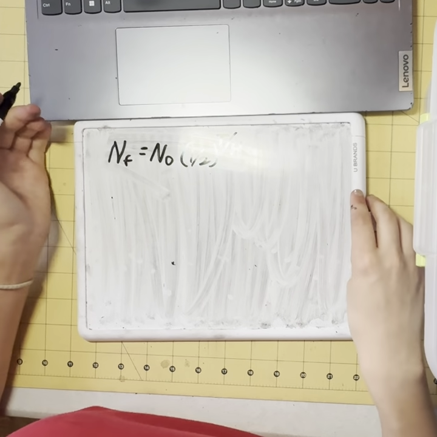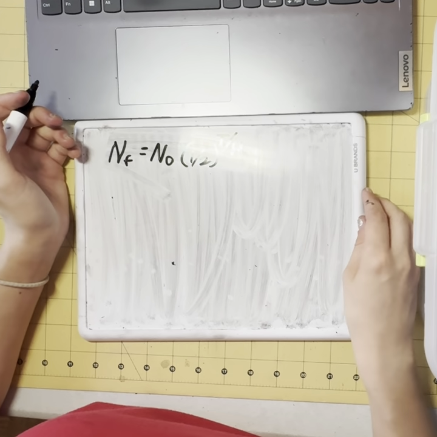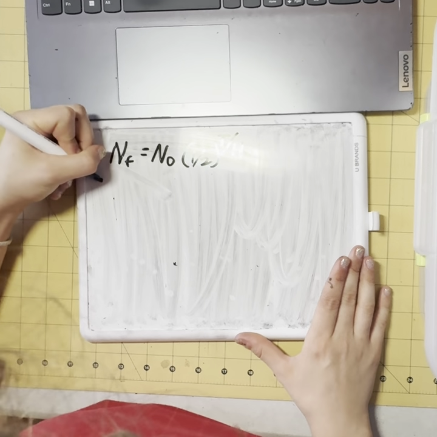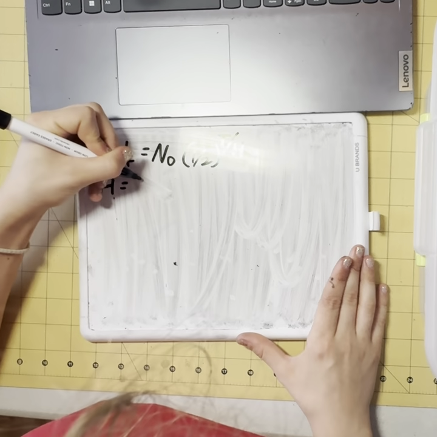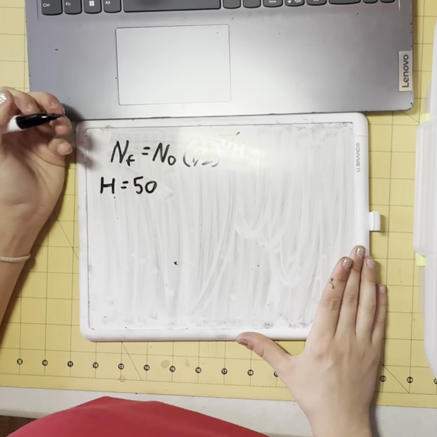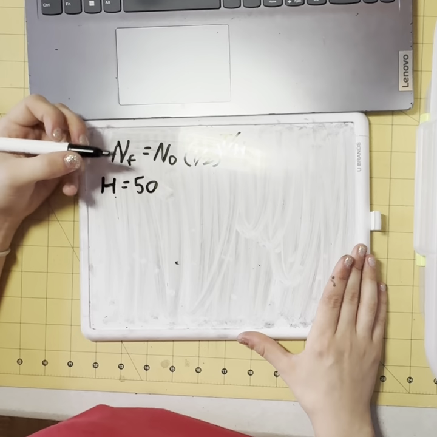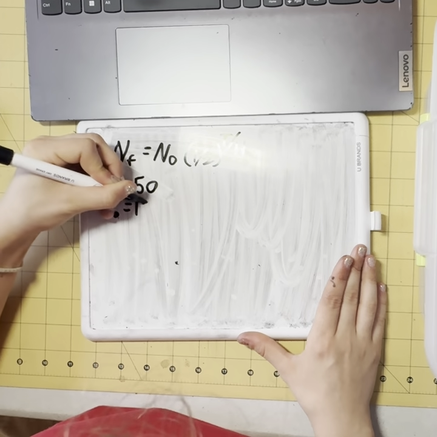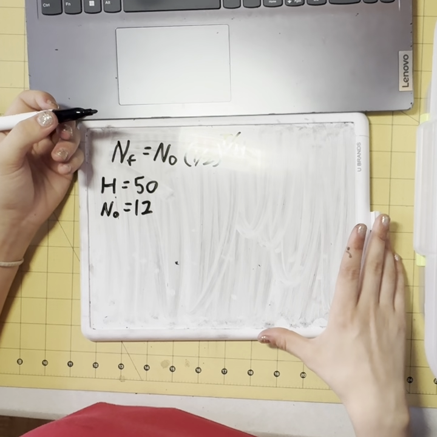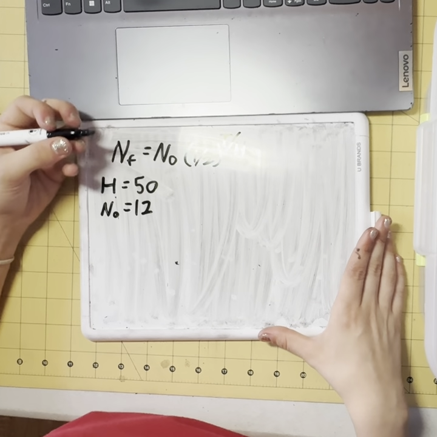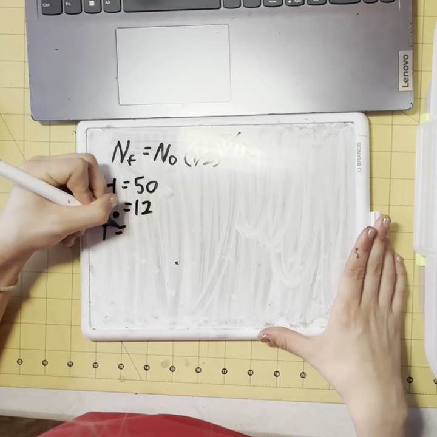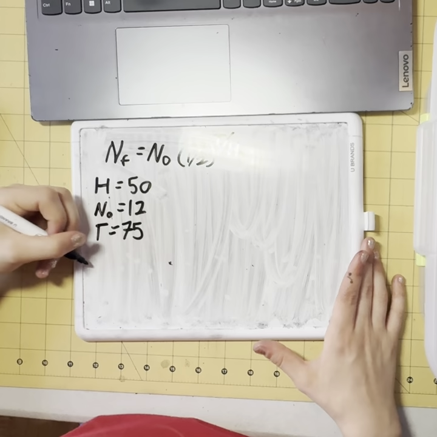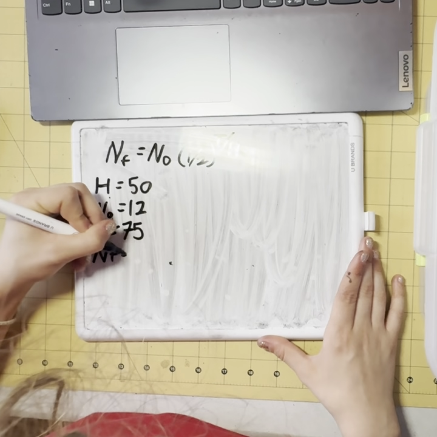So let's say the question that I have available here is: the half-life of a certain substance is 50 years. So let's start with this. Half-life is equal to 50. You start off with 12 grams, so our NO, or our initial value, is equal to 12. How much will be left after 75 years? So our time in this case is going to be 75. Okay? Now we don't know how much is going to be left, so we can mark that as a question mark.